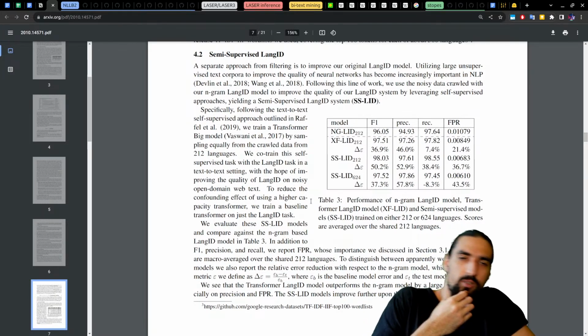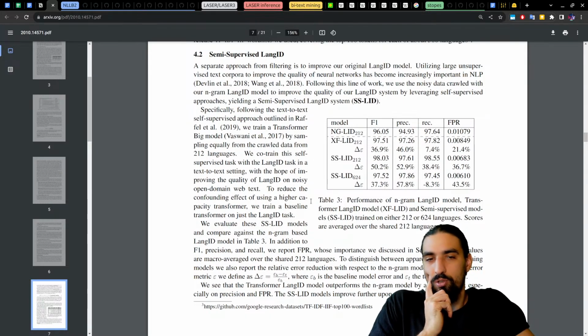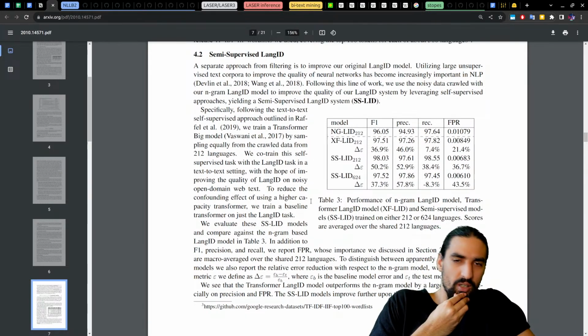Specifically, following the text-to-text self-supervised approach, we train a transformer big model by sampling equally from the crawl data from 212 languages. We co-train this self-supervised task with the language ID task in the text-to-text setting. With the hope of improving the quality of LangID on noisy open domain web text, to reduce the confounding effect of using a higher capacity transformer, we train a baseline transformer on just the LangID task. We evaluate these SSLID models and compare against the Ngram-based LangID in table 3.